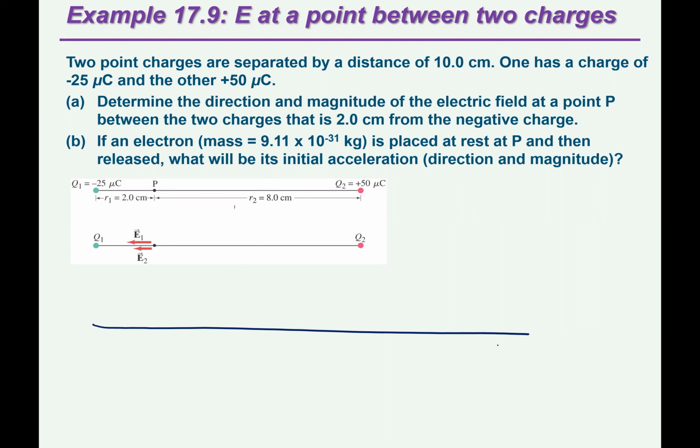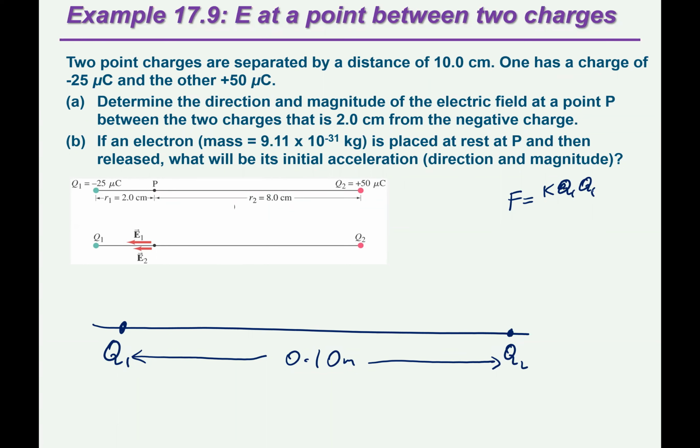I have some axis and a source charge Q1 and another source charge Q2. They are separated by 10 centimeters, which means it's 0.10 meter between them. But I'm not asking what the electric force is between those 2 charges. In a way I could ask that, and then you would do K Q1 Q2 divided by 0.1 meter squared, and calculate the force between them.